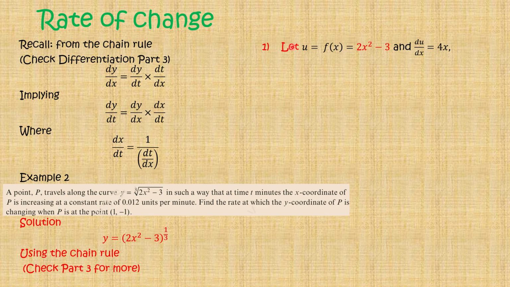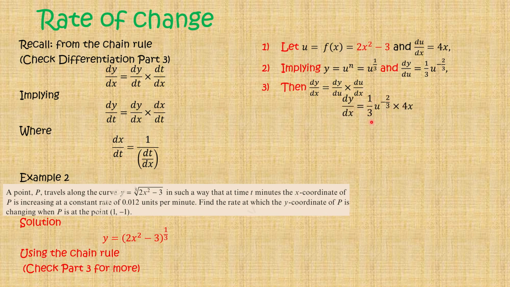So now we are going to let u be the inner function, which is 2x squared minus 3. And then that would imply that du/dx is equal to 4x. The next step would be to substitute for the 2x squared minus 3 in the y function so that we have y equals u to the power a third. Now finding dy/du, this would give us a third times u to the power minus 2/3. Therefore, dy/dx is equal to dy/du times du/dx.